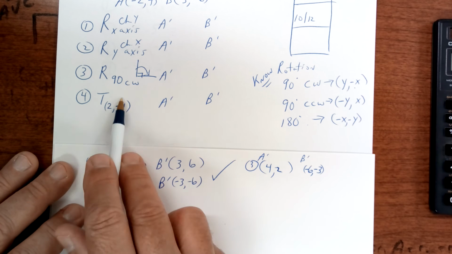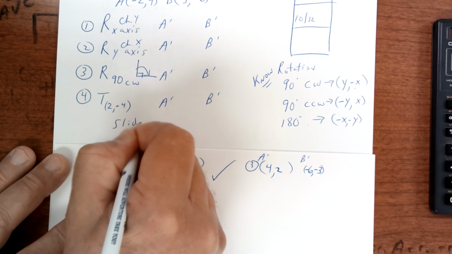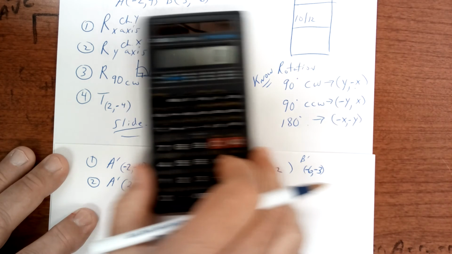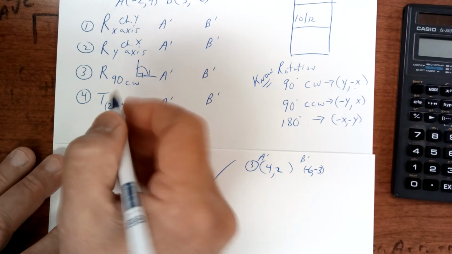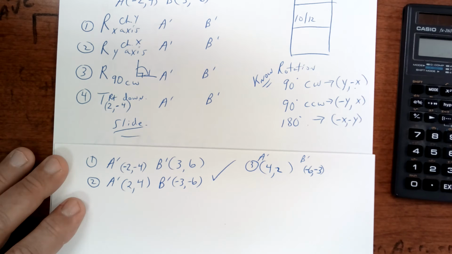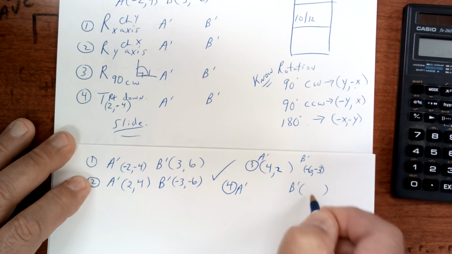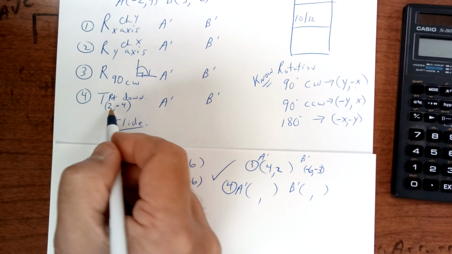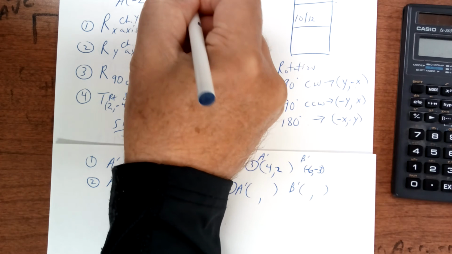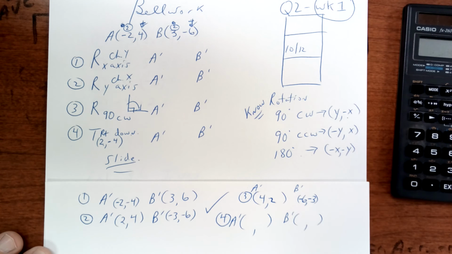This one right here, it says translate. Now, translate is a slide. A translation is a slide, like if you take this calculator and you slide it to the side. This one, you're sliding it to the right 2 and then down 4. Okay, so your new point, A prime and B prime, is going to be as follows. So, on all the x's, you're going to put a 2. And then on the y's, you're going to put a -4.